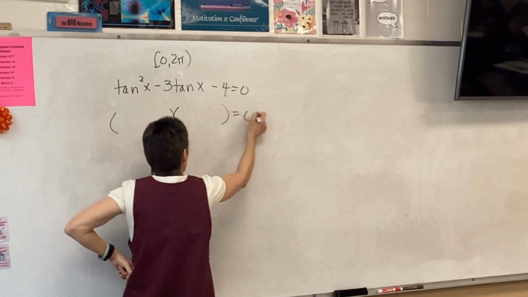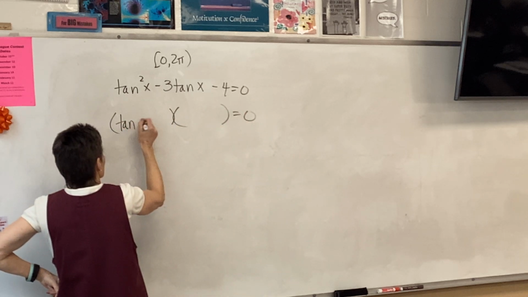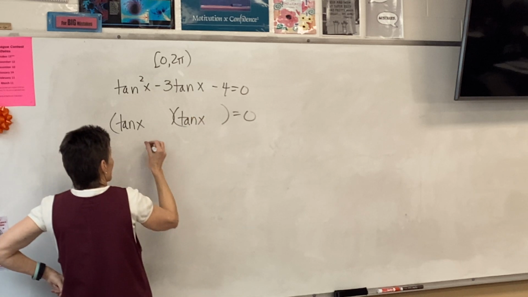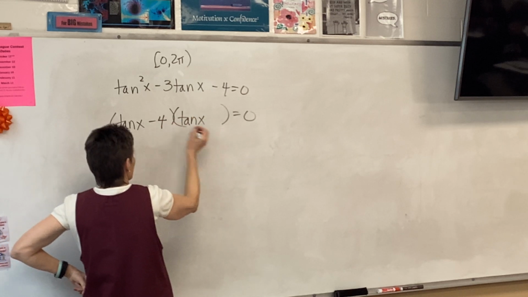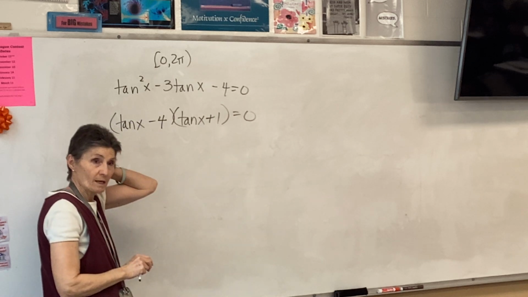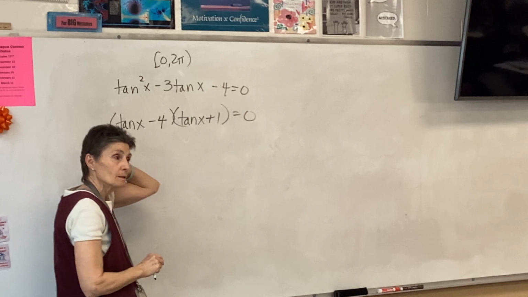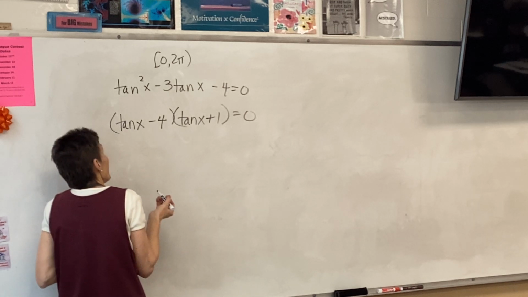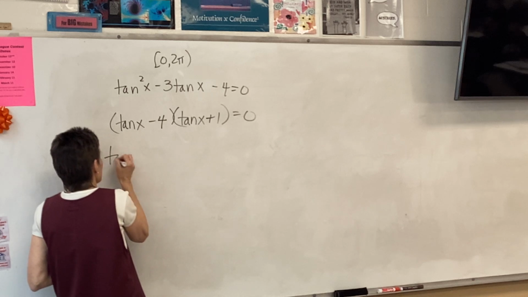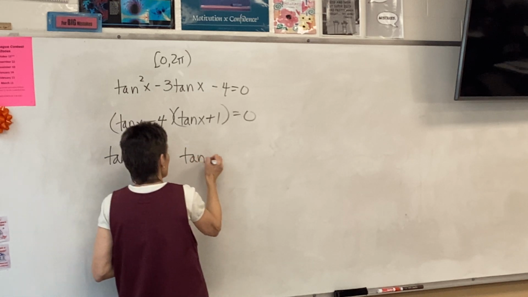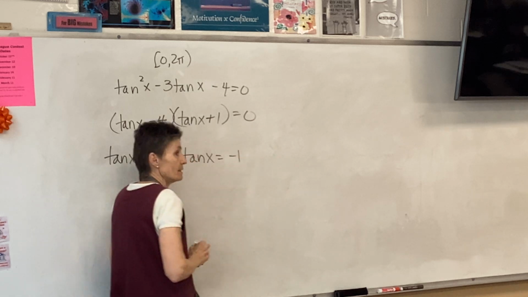And how does it factor? Minus 3 and minus 4, plus 1. And then what do I do after I factor? So tangent is going to equal 4, and tangent is going to equal -1.